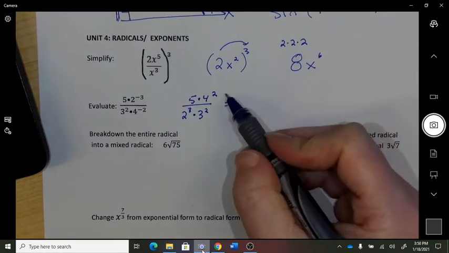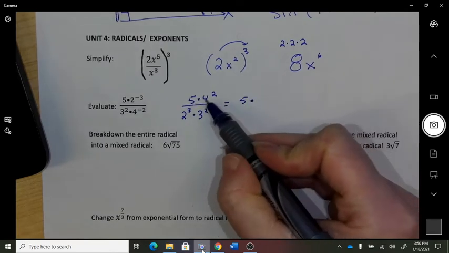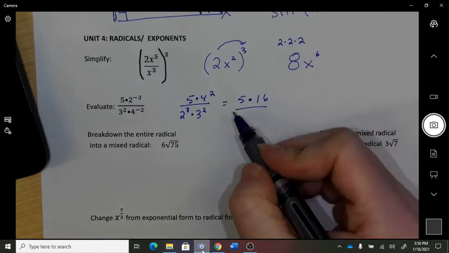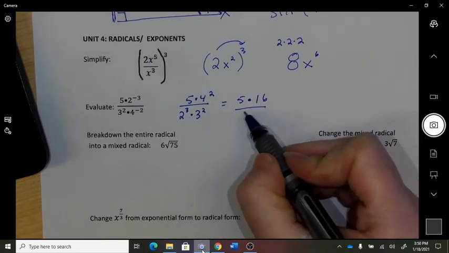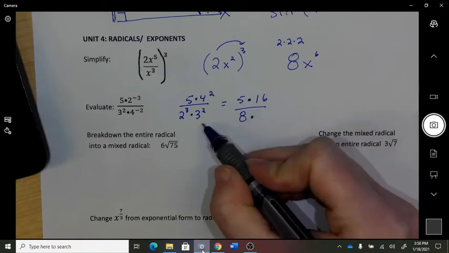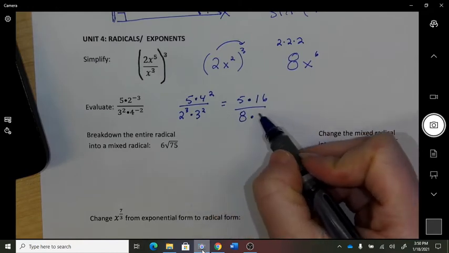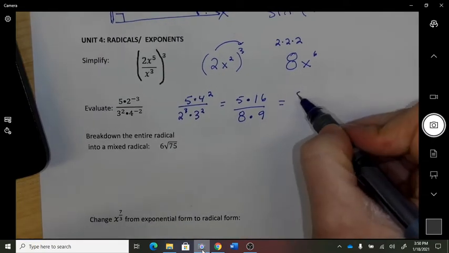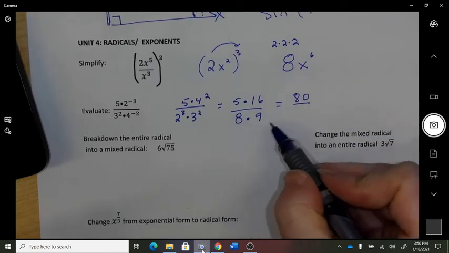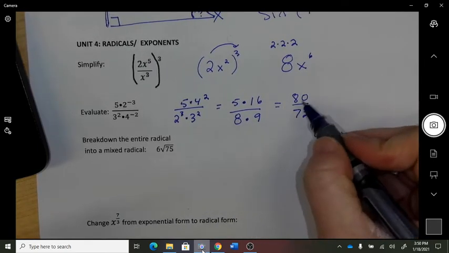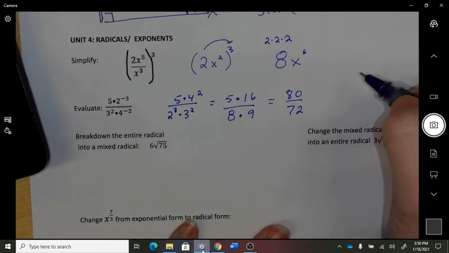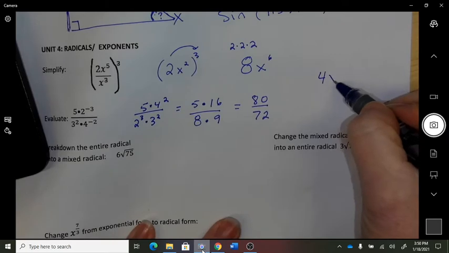Now I get 5 times 4 squared, which is 16, and 2 cubed is 8, and 3 squared is 9. So 5 times 16, we can work it out in our calculator if we need to, is 80, and 8 times 9 is 72. And that's fine, you can reduce, but you don't have to, we'll just leave it like that.